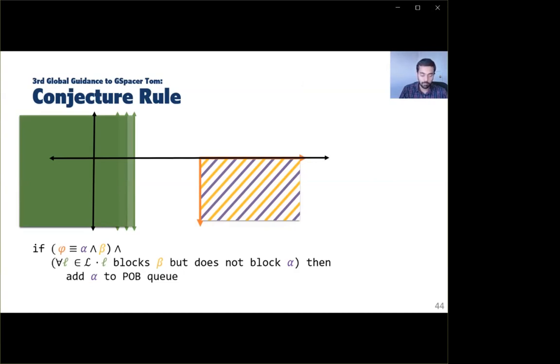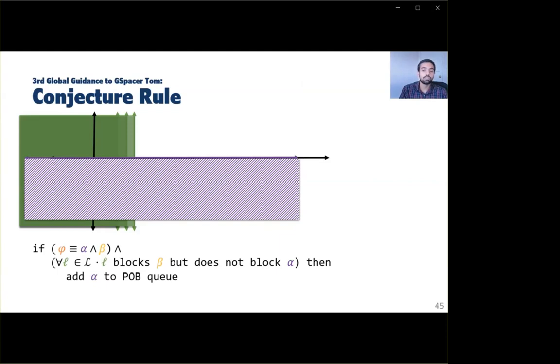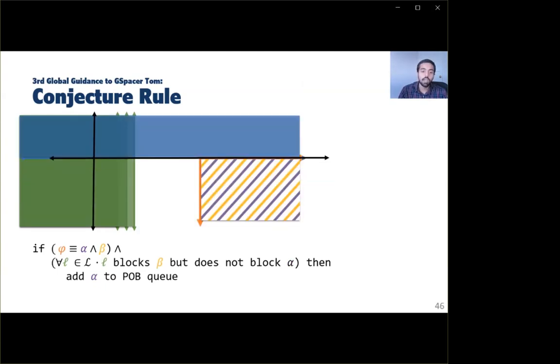the violet alpha part. So the conjecture rule allows spacer to abstract this proof obligation to get an over approximation, which is the alpha region. Now, if we add alpha to the proof obligation Q and block it and generalize, maybe we'll get a nice blue region, which might be an inductive invariant.